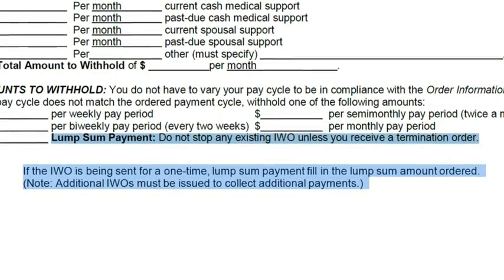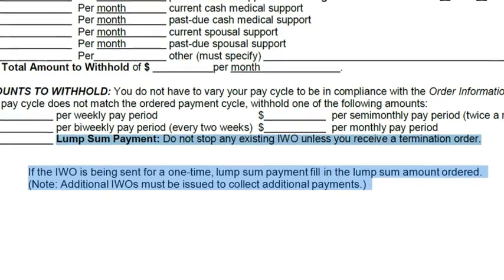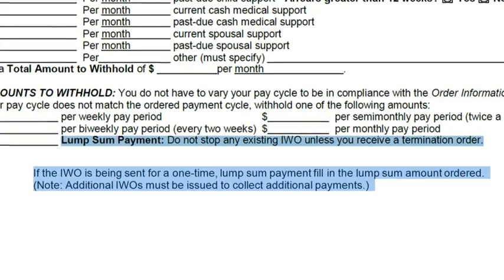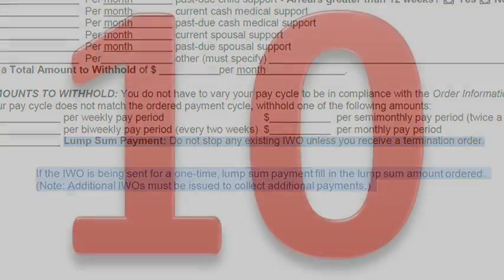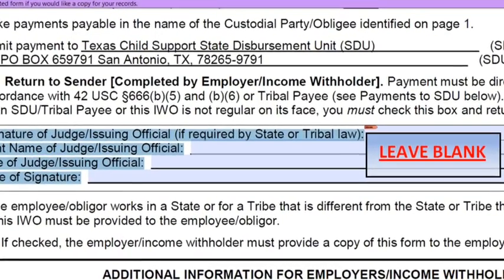If the IWO is being sent for a one-time lump sum payment, fill in the lump sum amount ordered. Note: additional IWOs must be issued to collect additional payments. Step 10. Leave this section blank. The court will fill it out.